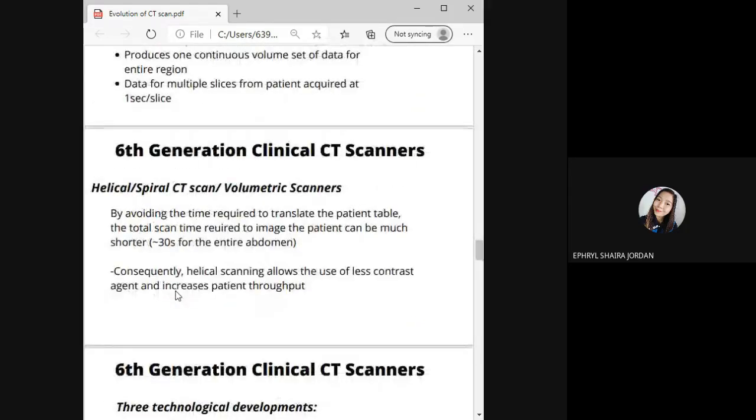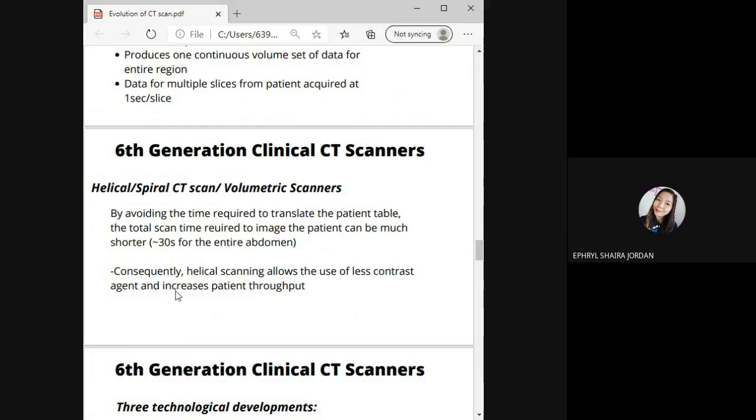And so by avoiding the time required to translate the patient table, the total scan time required to image the patient can be much shorter. It could be approximately 30 seconds for the entire abdomen. So, di ba, entire abdomen na, 30 seconds lang.